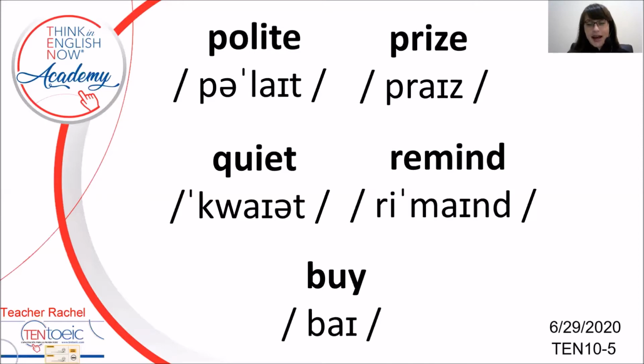Buy. This is an action. This is when we go to the store and you give money to buy something. For example, you go to the grocery store and you give money and then you take home your groceries. So you use money. That's buy.